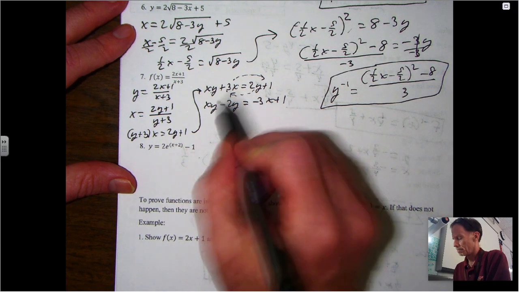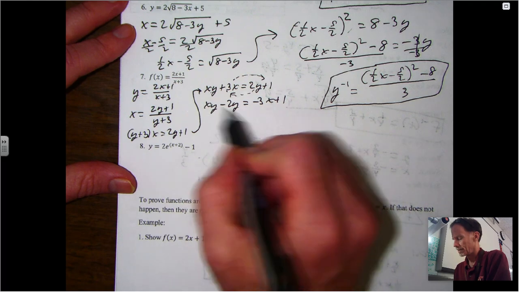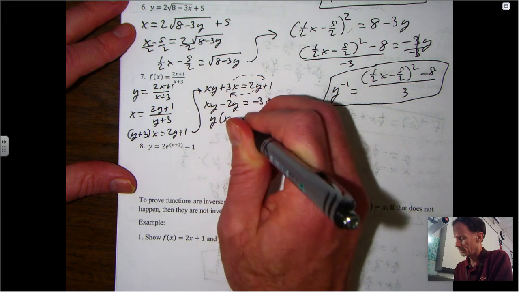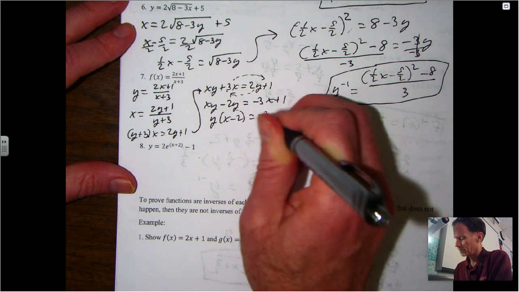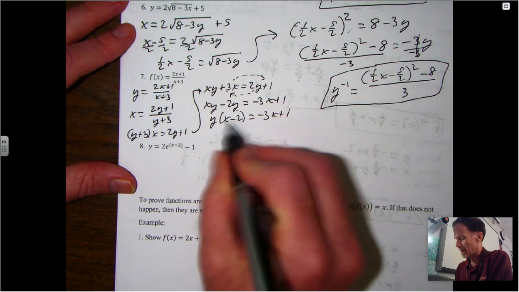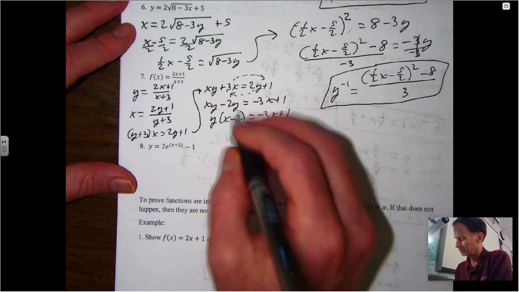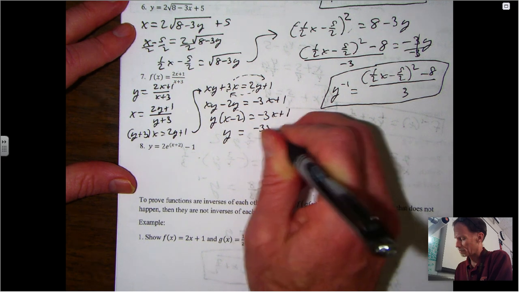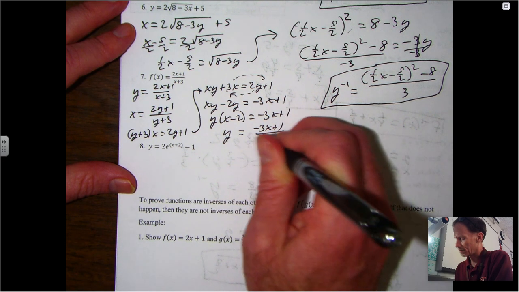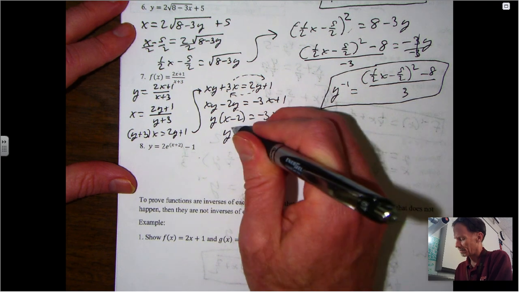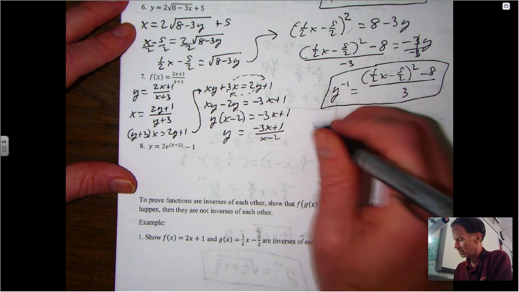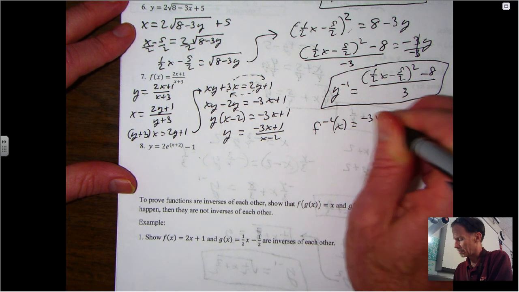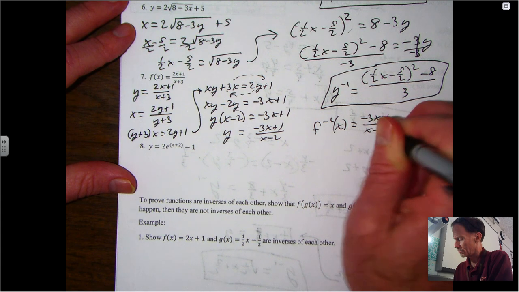Make sure you see the process of getting those y's together, because now I can factor a y out and then divide by that x minus 2. So you have negative 3x plus 1 divided by x minus 2. Y is by itself, and that is going to be your inverse. So we're going to write that as f inverse of x equals negative 3x plus 1 over x minus 2.